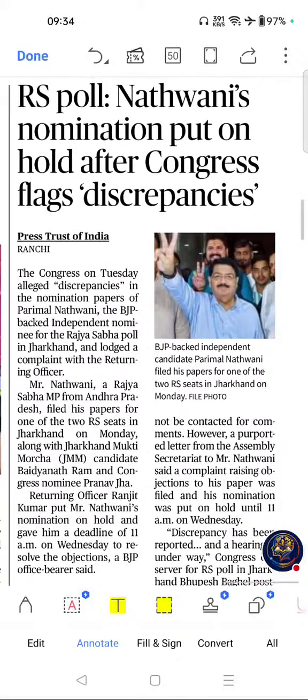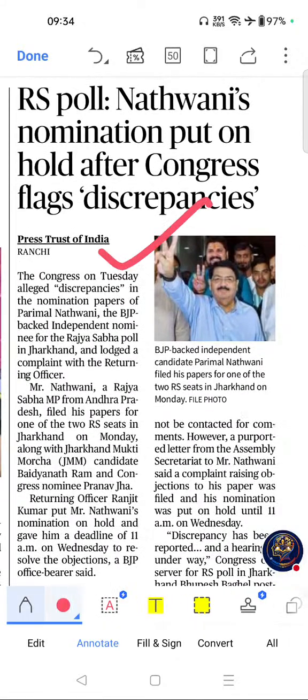Was this Rajya Sabha poll? Natwani's nomination put on hold after Congress flags discrepancies. If you see the importance of this article, Rajya Sabha elections are important UPSC polity topics.